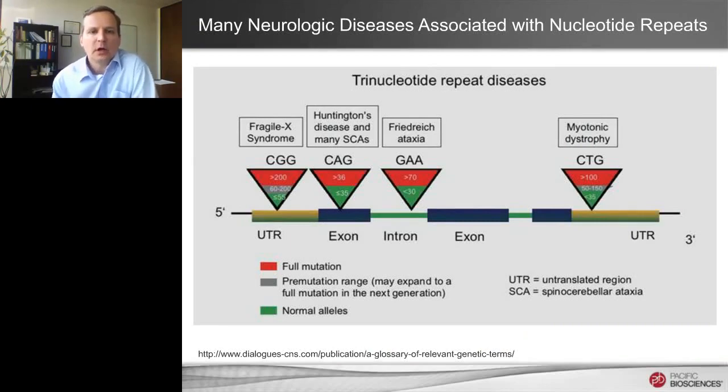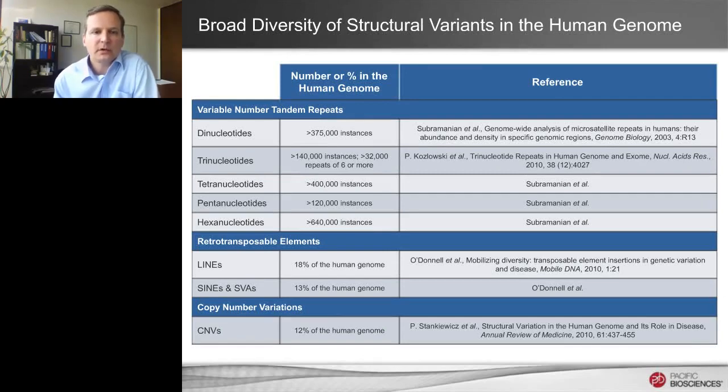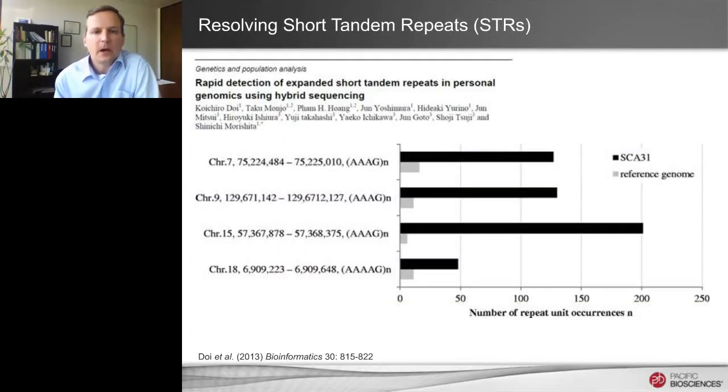Trinucleotide repeat expansions are very common in many neurological diseases. These are just a few examples: Fragile X syndrome in a UTR, Huntington's disease, several ataxias, myotonic dystrophy, all can be associated with these particular trinucleotide patterns that are expanded in the diseased individuals. And there are many of these in the human genome. So as an example, trinucleotide repeats, there are about 140,000 instances in the human genome. 32,000 of them have repeats of 6 or more. There are also dinucleotide, tetranucleotide, pentanucleotide repeat regions. Other retrotransposon elements, LINE, SINE elements, and copy number variations, all forms of structural variation that are at the heart of different diseases. I want to give one other example.